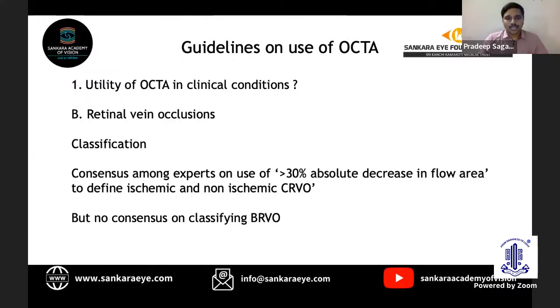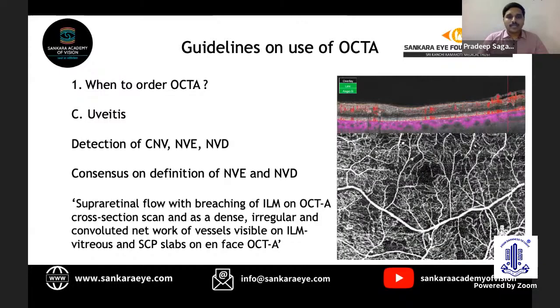absolute decrease in flow area has to be used to define ischemic CRVO from non-ischemic CRVO, but there were no guidelines on classifying BRVO. In uveitis, the experts opine that OCTA helps in the detection of CNV, neovascularization elsewhere and neovascularization at the disc. There was consensus among the experts on the definition of neovascularization elsewhere and neovascularization at the disc. That is, it was defined as a supraretinal flow with breaching of the ILM on the OCTA cross-section and presence of an irregular dense network of vessels on the OCTA en face.